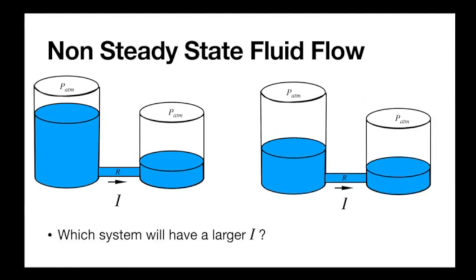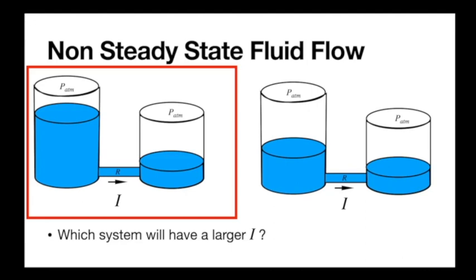Just as a little, I'm not going to open a clicker question for this, but looking at these two systems, which one of these will have a larger current, a larger I? Raise your hand if you think it'll be the left. Yeah, and that's the answer. It is the one on the left. Why? Because we found, and this is just Bernoulli's equation, that the flow rate times R is equal to rho g delta H. In other words, flow rate is proportional to the height difference. So since the height difference in the one on the left is a lot bigger, we're going to get a larger flow rate. It's pretty intuitive.